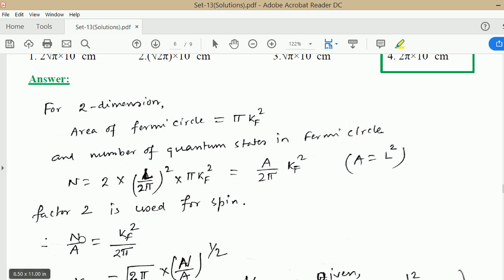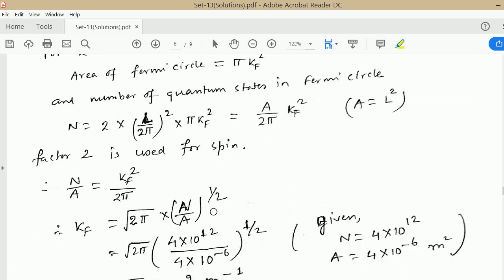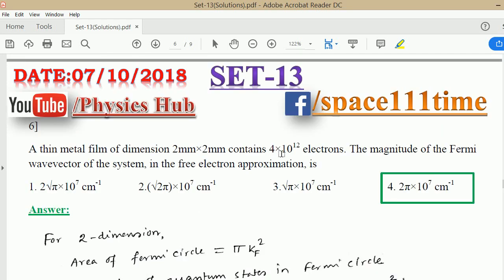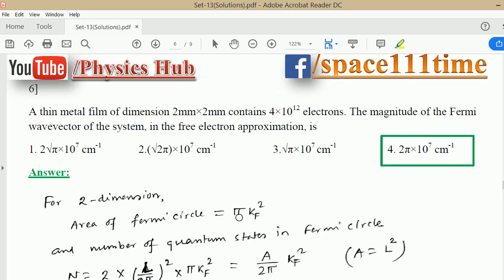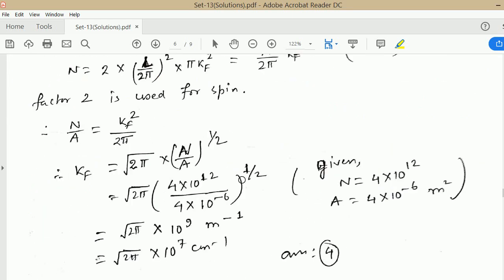So N by A means number of electrons per unit area. N by A equals 1 by 2 pi kf square, and kf equals 2 pi into (N by A) to the power half. Now N is given to be 4 into 10 to the power 12 electrons, and the area is also given. 2 mm by 2 mm means 4 into 10 to the power minus 6 meter square. So you are getting it in meter inverse.